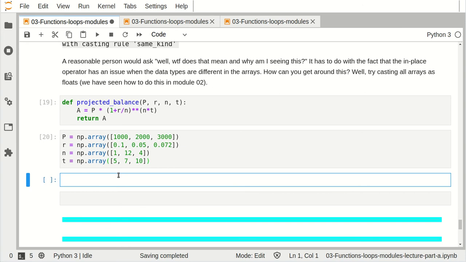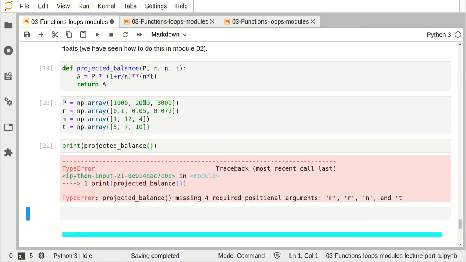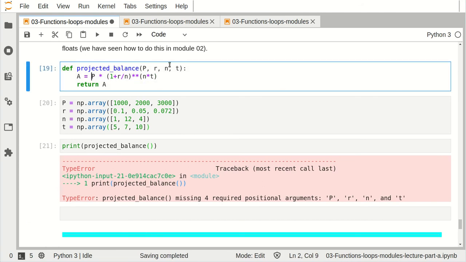The point is that if I look at printing the output of the projected balance with P, R, N, and T, these actual arrays, if you just call this with nothing, let's point out what's going to happen. You're going to get a type error because you didn't actually pass in any parameters here, and this is a scope issue. These values have to get passed in here. If you're not passing any values, it's expecting to use the P, R, N, T values here. It doesn't matter if they're defined here. The function inside only knows about the values that are passed to it here.